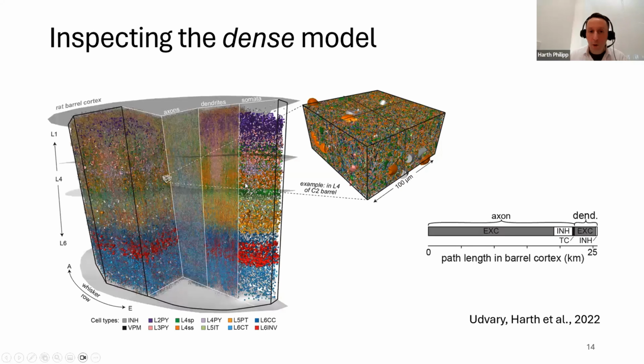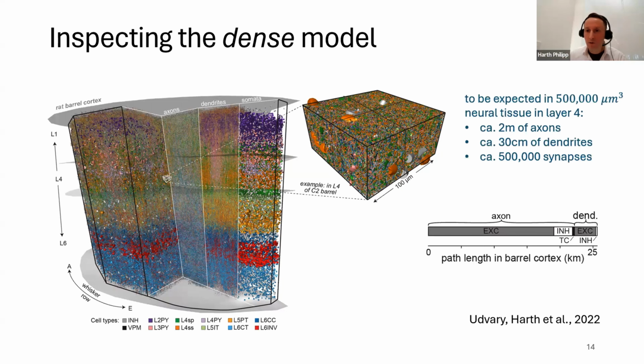And here are the components of the model. So we see the somata across the layers, the dendrites and the axons, which is almost too cluttered to really identify because they're so extended and dense. In total, you would find 25 kilometers of cable within this model volume. And if you pick out this small cube, 100 micrometers times 100 micrometers times 50 micrometers, you would find 2 meters of axon, 30 centimeters of dendrite, and 500,000 synapses in this volume.